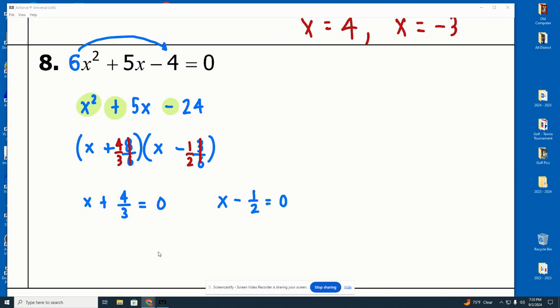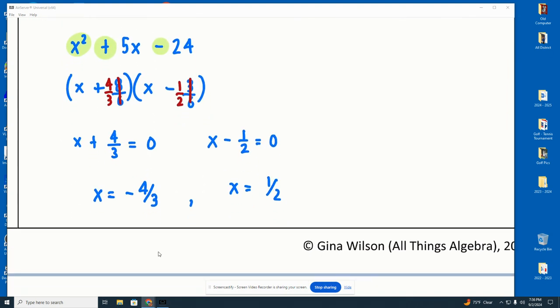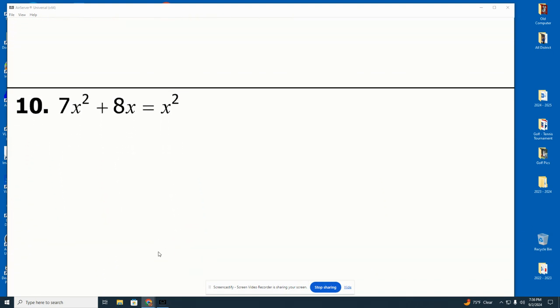So here I'm going to subtract 4/3. So x equals negative 4/3. And then I'm going to add 1/2. So x equals positive 1/2. So negative 4/3 and positive 1/2 are my zeros. My solutions, I should say. We haven't really called them zeros, but that's the direction we're going.